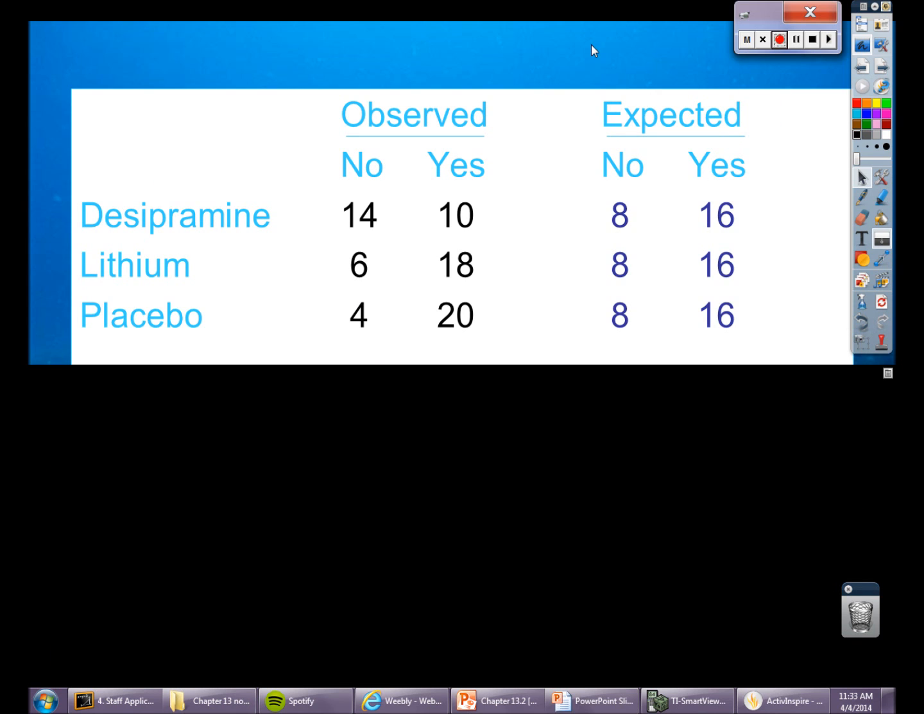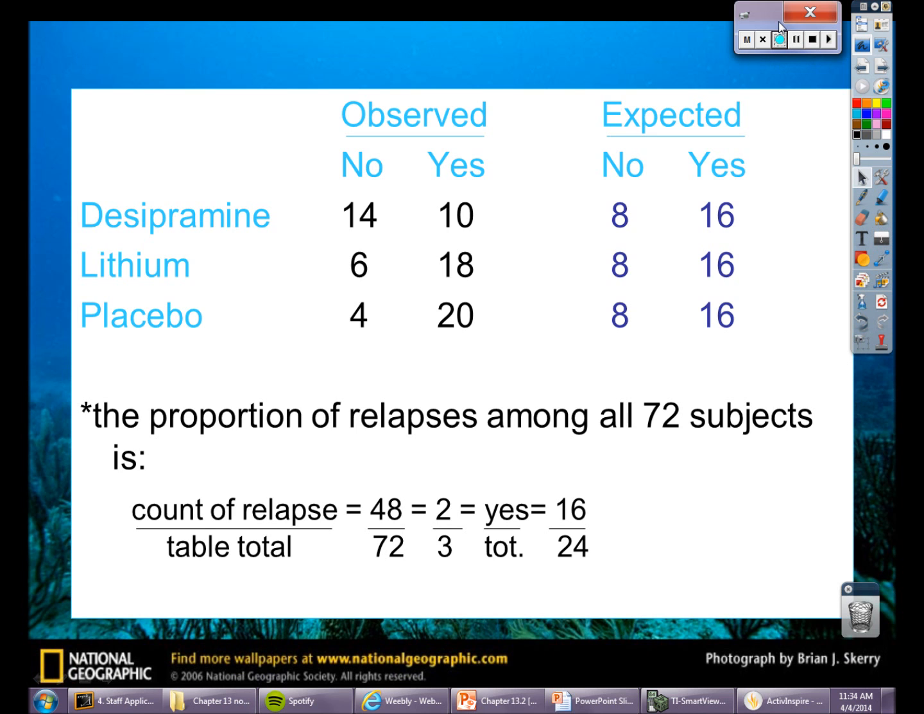So after going through that, I have my 16 for yeses for desipramine previously found. Doing that 5 more times, I get 8 and 16 for all 3 no's and all 3 yeses. Now if you notice here, these 8's and 16's, no's and yeses, are the same because I expected no difference between my 3 groups, meaning the 3 proportions were the same. And that gives me that same proportion for all 72 subjects.